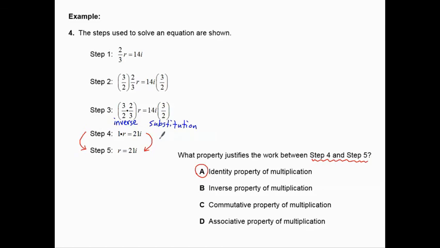Let's see what happened up here in step 2. It looks like we multiplied 3 halves to both sides. So what's happening in this step is the multiplicative property of equality. Because we're multiplying the same thing to both sides, it's the multiplicative property, and because we're doing it in an equation, it's of equality. If we had added something to both sides, it would have been the additive property. If we had subtracted, it would have been the subtractive property, and so on and so forth.